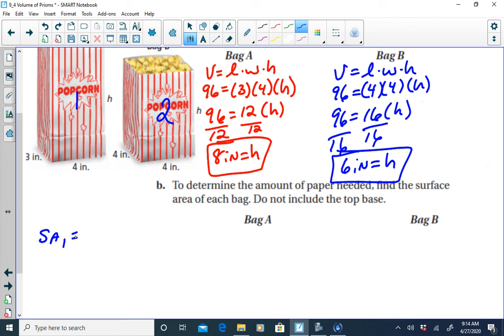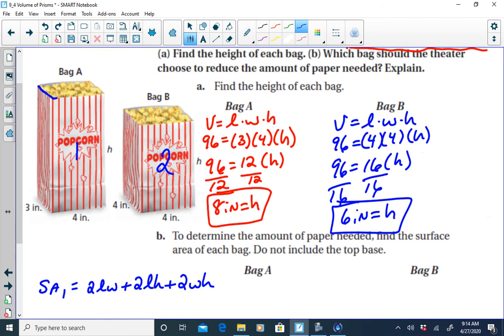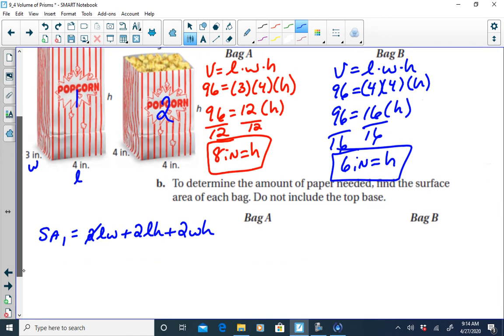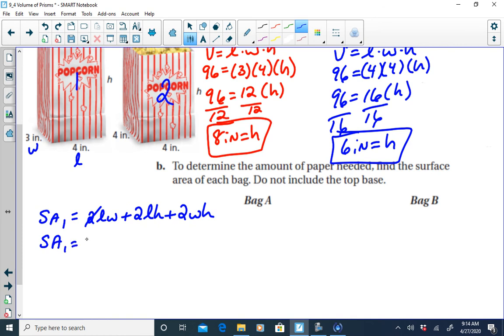Surface area 1 is going to be equal to 2 times length times width plus 2 times length times height plus 2 times width times height if we're looking for the surface area. Now, because we have an opening at the top of the bag, we don't need paper for that surface. So that's one of our length times width rectangles. So I'm going to cross out this 2, and that's only going to be 1 L times W because we don't have paper up here. That's open. So if I want to find the surface area of that first bag, that's going to be 3 times 4, and we know that the h is 8, so that's 8 plus 2 times 4 times 8 plus 2 times width times height, which is going to be 3 times 8.